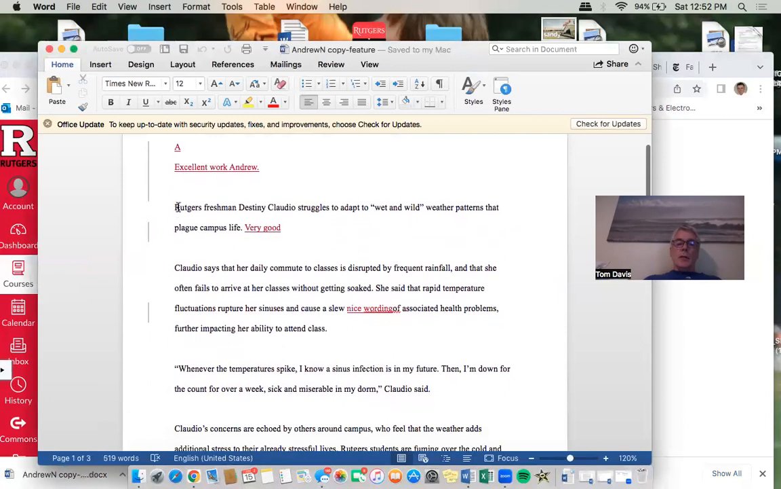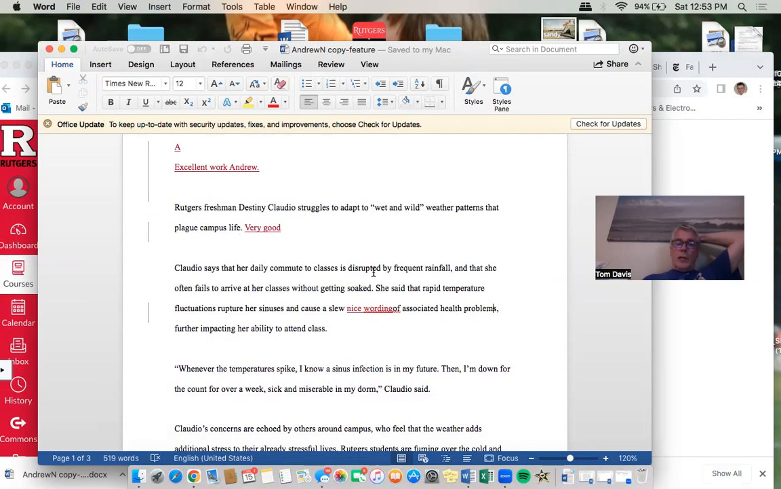So you can see, very simple tease at the beginning. Rutgers freshman Destiny Claudio struggles to adapt to wet and wild weather patterns that plague campus life. Okay. Kind of vague, not really quite there. But basically, like, oh, what's happening? Are there hurricanes there? What's going on? It kind of leaves you wanting a little bit.